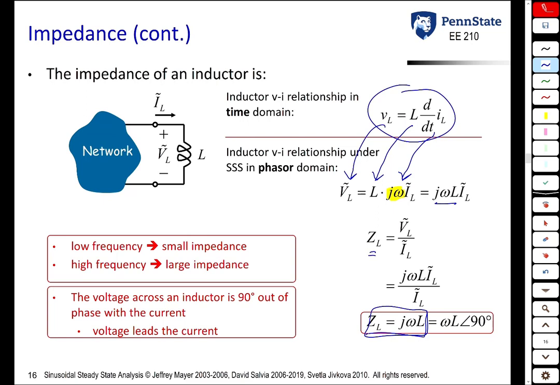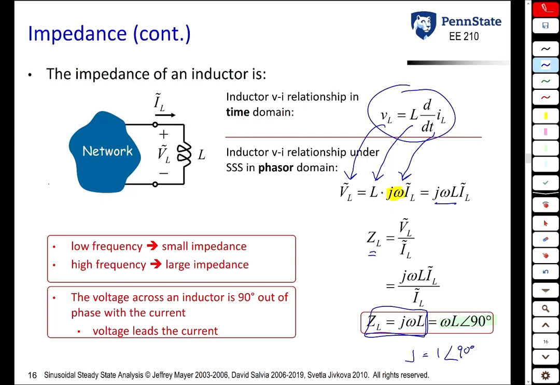I should point out that j, of course, is the imaginary number in rectangular form. That same number in polar form is 1 at an angle of 90 degrees. And so ZL, you could, if you wanted to, rewrite it as omega L at an angle of 90 degrees. That would be the polar form of the impedance of an inductor, whereas j omega L is a rectangular form.